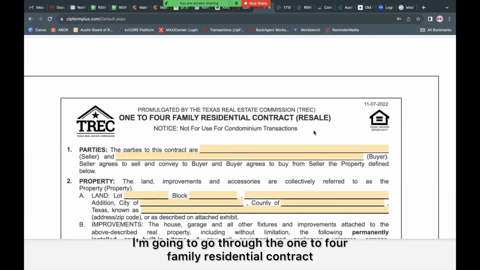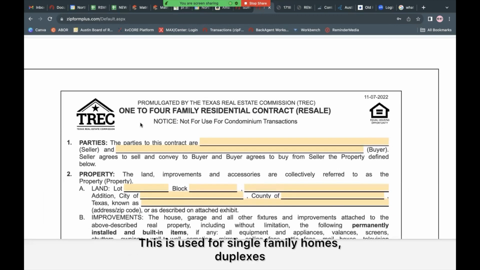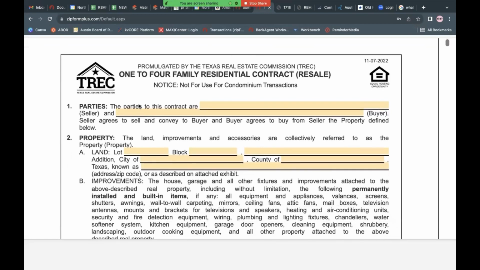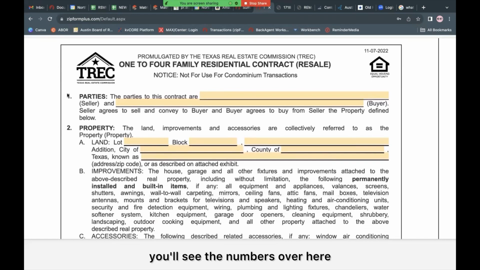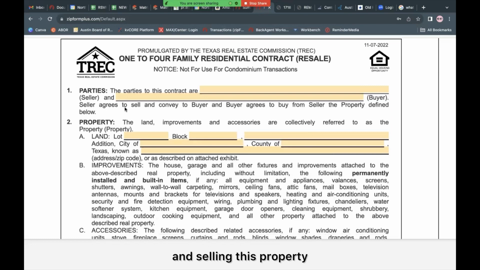I'm going to go through the 1 to 4 family residential contract. This is used for single family homes, duplexes, triplexes, and quadruplexes. So when you go through this, you'll see the numbers over here. Those are paragraphs. So paragraph 1 has to do with the parties. Those are the people that are going to be buying and selling this property.